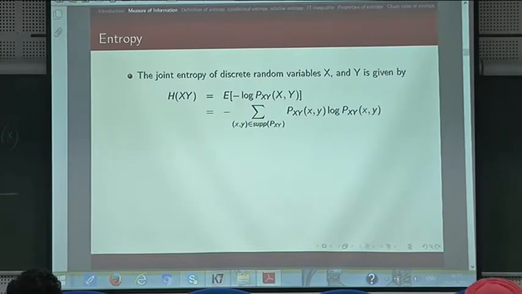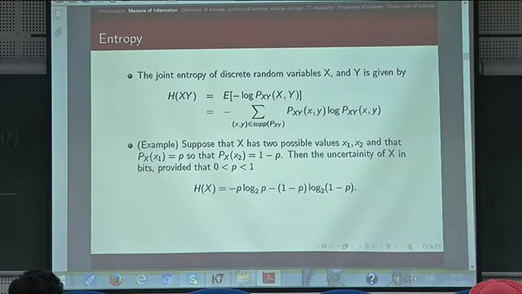Joint entropy of discrete random variables x and y is given by H(X,Y). So, this is the joint event xy, expected value of the joint probability function, and because it is again an expected value, you will have this P(x,y) times minus log P(x,y).